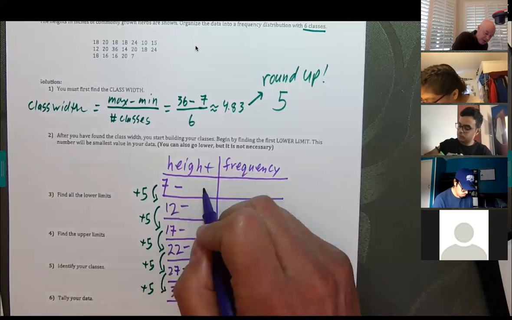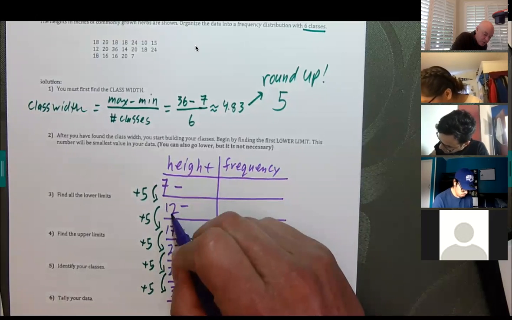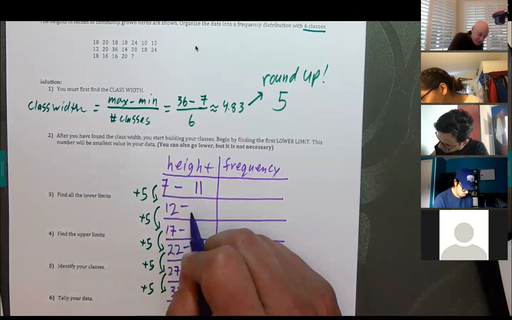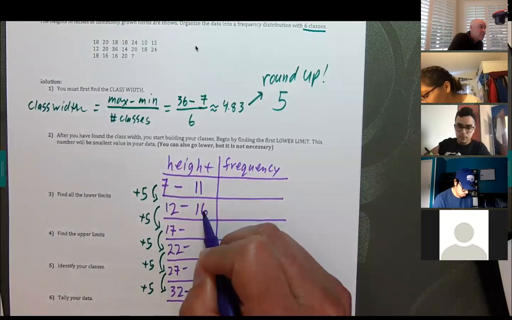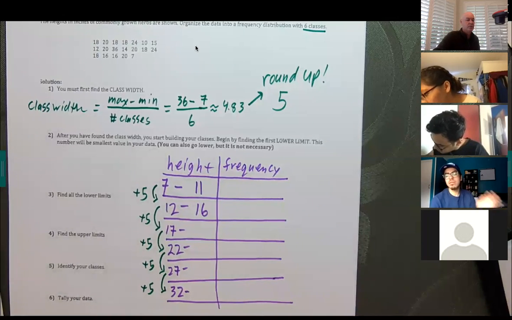Now, the upper class limits are going to be, so if this lower limit here is 12, one less than that is going to be 11. One less of that, it's going to be 16. Here when you use a new one.